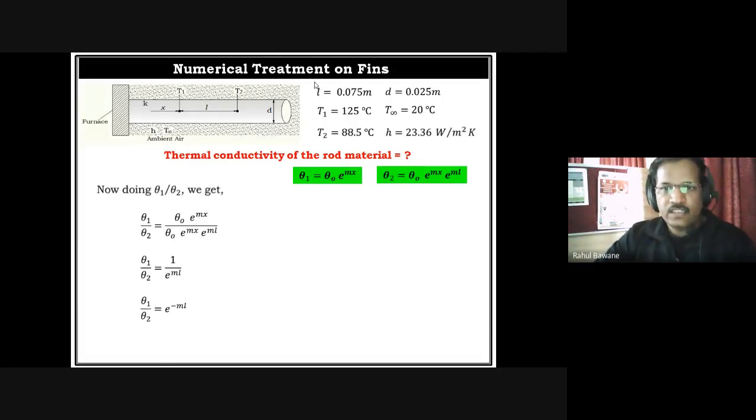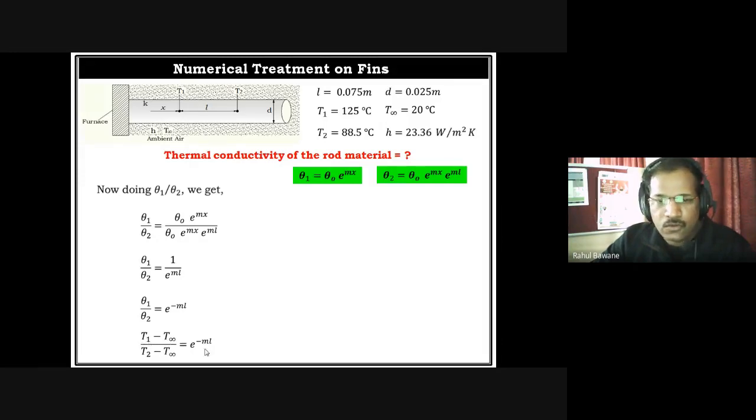In the given data, we have data in terms of temperatures. Okay. So T1 is there, T2 is there, T infinity is there. So we don't have data in terms of excess temperature. So we will simplify this theta into temperature form. So theta 1 will be T1 minus T infinity. Theta 2 will be T2 minus T infinity. So this will be our temperature form. And we know the values of T1, T infinity, T2.